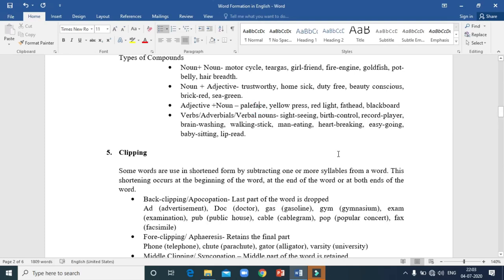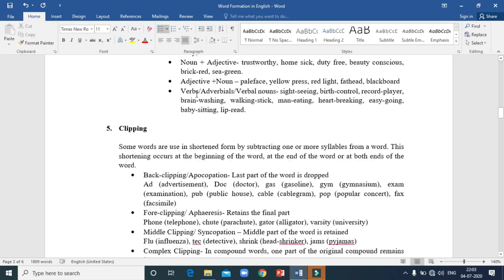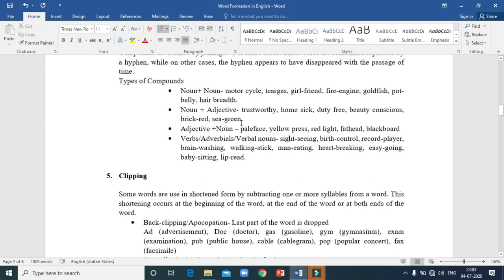Let's look at verbs or adverbials or verbal nouns. For example, sightseeing. This is used as a verb, right? Sightseeing. Birth control. Record player. Brainwashing. Walking stick. Man eating. Heartbreaking. Easy going. Babysitting. Lip read. These are all examples of verbs or adverbials or verbal nouns.